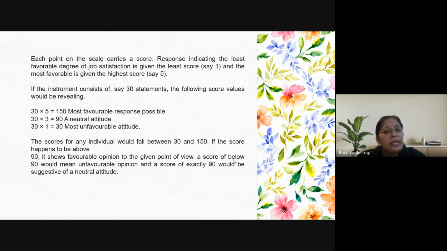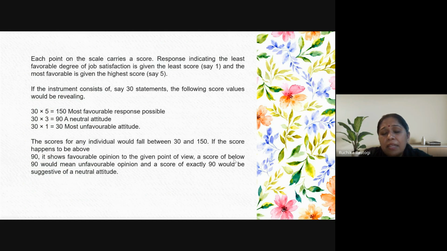So I have just explained something. This is one very simple explanation of a Likert scale. For example, if I ask you 30 statements, and all those 30 statements are measured from strongly disagree to strongly agree, then all those 30 questions are measured on a Likert scale of 5. So for example, the lowest one has the number 1, the neutral one has 3, and the most favorable has 5.